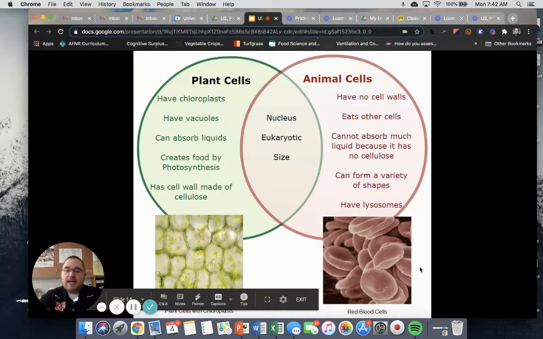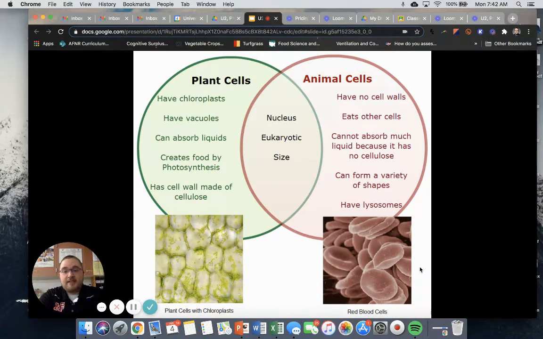Now, here's a nice little diagram, and you will be seeing this again in some form of assessment in the future, so I would write this down or remember it. Plant cells have chloroplasts, okay? Chloroplasts help with photosynthesis and producing energy for the plant. They contain vacuoles or storage units. Animal cells can as well. I'm not sure why that's not over in the middle, but with plant cells, we hear about vacuoles a little bit more. Plant cells can absorb liquids. They create food via photosynthesis, and they have a cell wall made of cellulose.